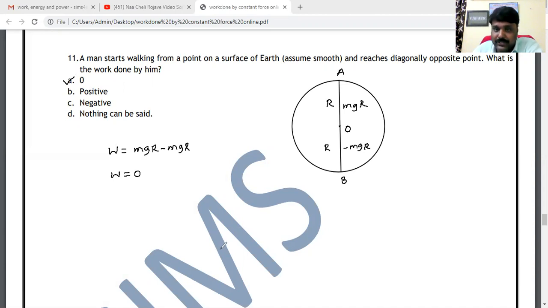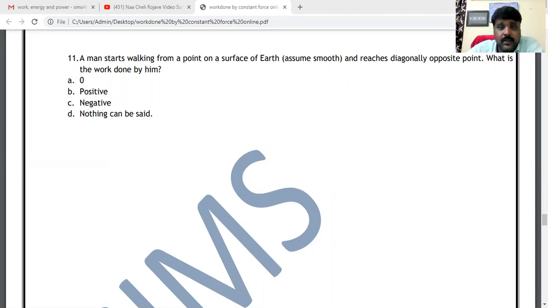I hope you understood this. Gravitational force is a conservative force. For a conservative force, the work done in a round trip is always 0. Round trip is 0 anyway. Here it is positive, then it becomes negative. Let us see the next problem.